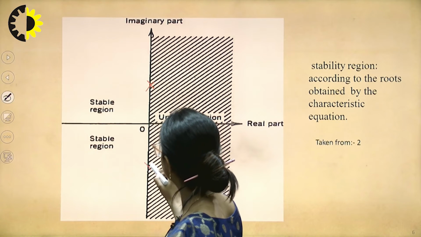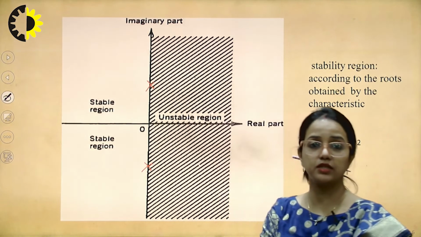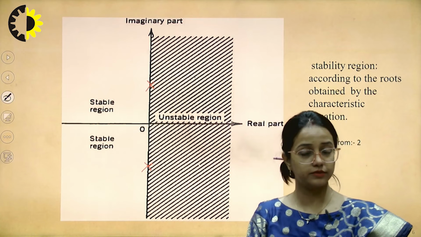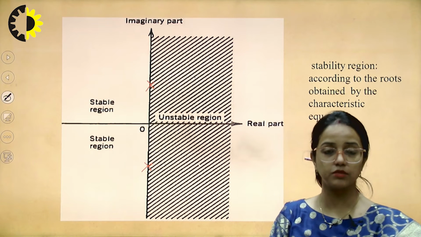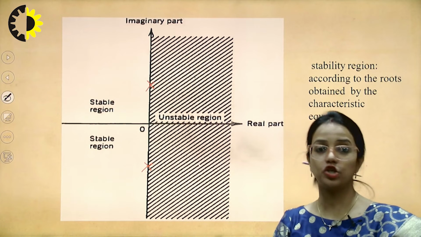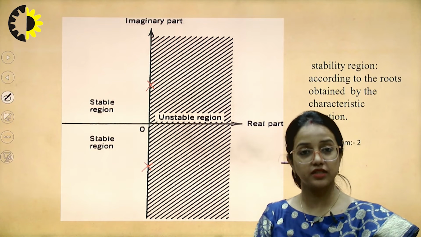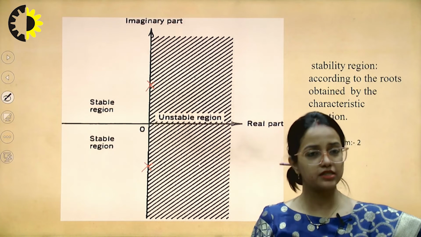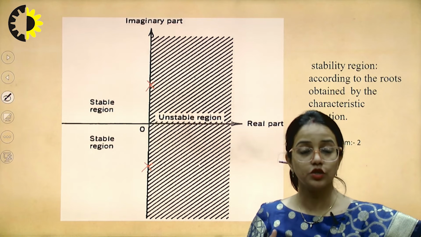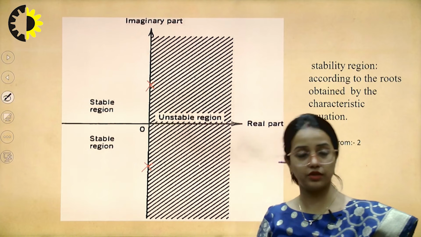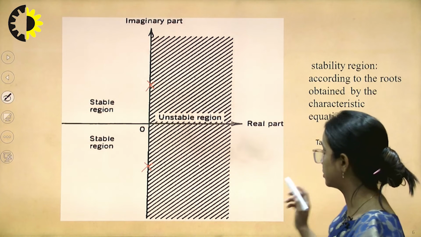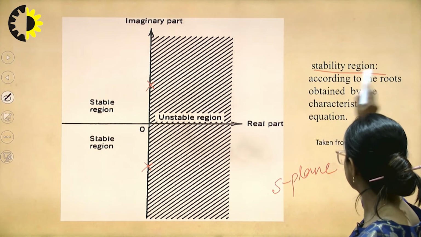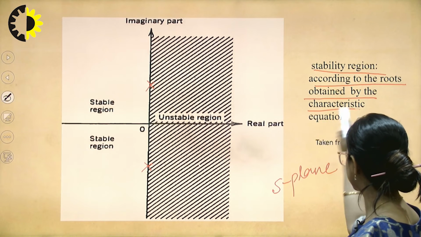Again, I am defining, as I have defined previously, what a marginally stable system is. A marginally stable system is a stable system only. It is a class of stable system. It is a condition of stable system only, but it is at the verge of getting unstable. Any parameter changing up and down, any slight change can lead the system to enter the unstable region. So that is all we can learn about this S-plane. So this was the stability region according to the roots obtained from the characteristic equation.